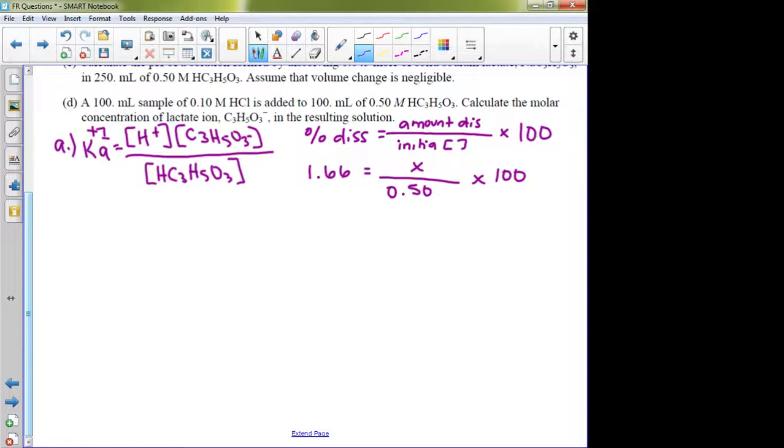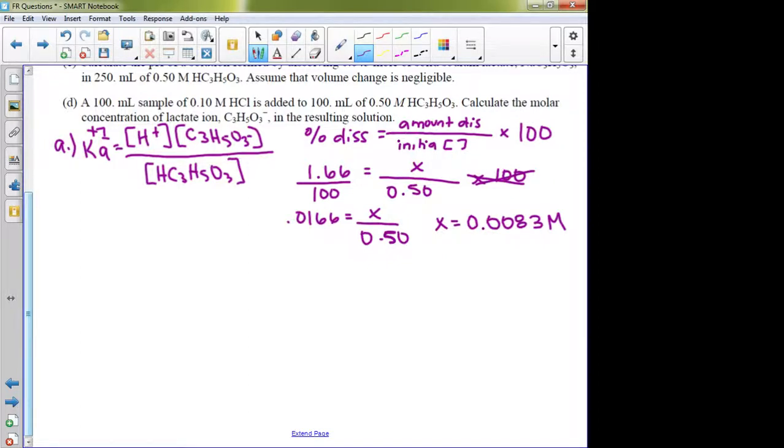What's the first thing I want to do to get X? I would divide by 100 and go ahead and get rid of that, if you want to do it that way. So then I get 0.0166 is equal to X over 0.50. So now what do I do to get X? I'm going to cross multiply. So then I get X is equal to 0.0083 molar. So that's how much dissociated.